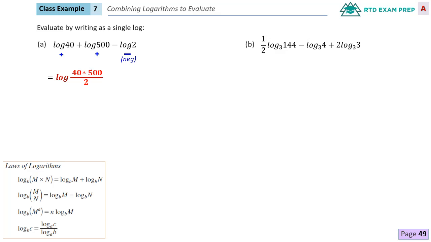The first two terms are positive, so the arguments of 40 and 500 go into the numerator as factors multiplying together. The last term is negative, so its argument of 2 goes in the denominator. And then we simplify 40 times 500 divided by 2, which makes 10,000. We can consider what exponent goes on a base of 10 to make an output of 10,000, and the result is 4. This means that the log of 10,000 is 4.